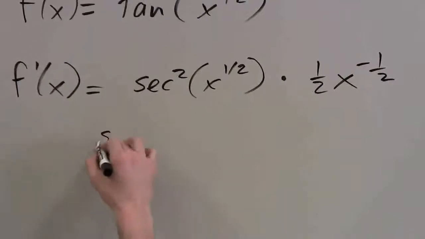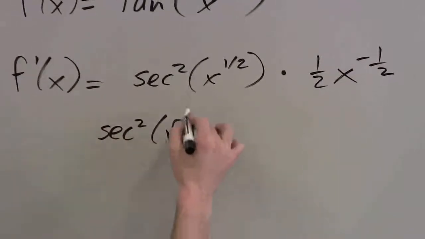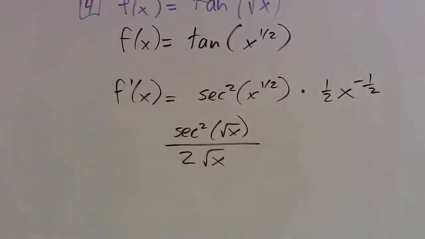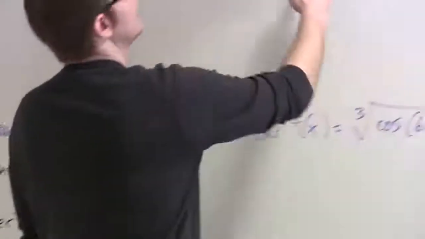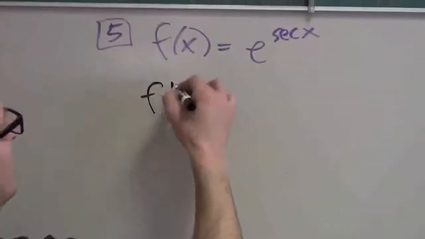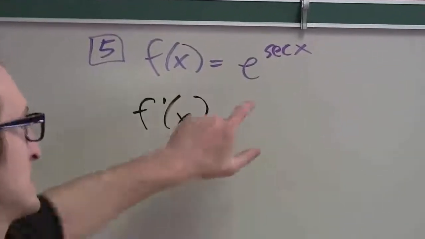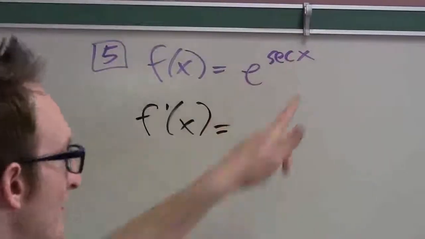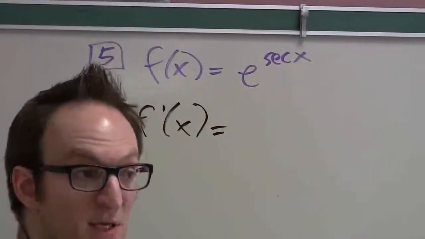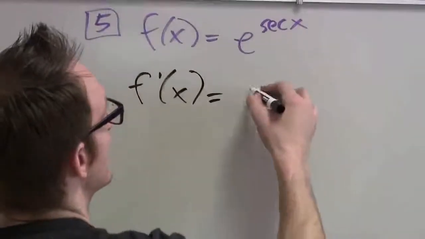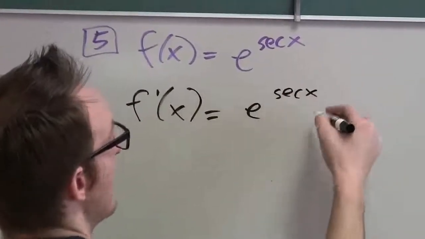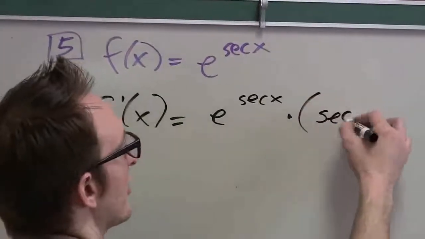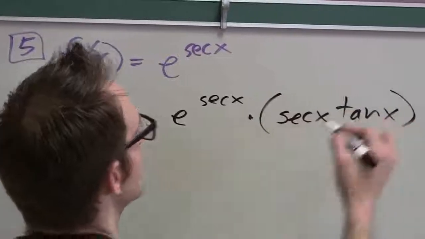It is secant squared root x over 2 root x. Okay, more. e to the secant. Well, okay, now the outer function is the e to the x function and the inner function is the secant function. So the derivative of e to something is just e to the something. So e to the secant is going to be e to the something, and then back inside for the derivative of the something. And at this point, you should just know, more or less by heart, that the derivative of secant is secant tan.